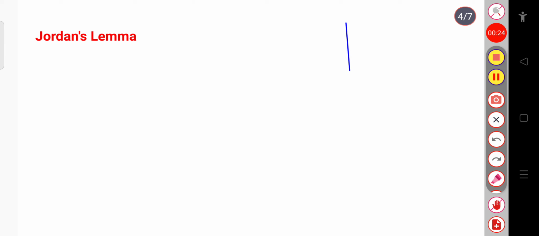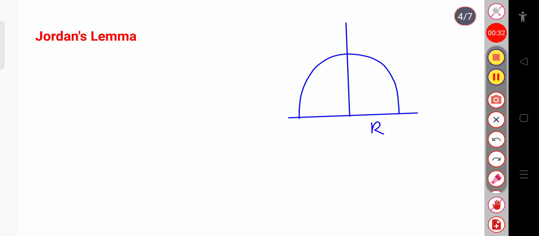Let us consider a semicircle of radius, suppose r, and its center lies at the origin. Let us denote this half circle, or this semicircle, to be the contour, the region C, and this radius varies from minus r to plus r. Here we are considering this in the complex plane, that is, this axis is the real x axis, and this vertical axis denotes the imaginary y axis.